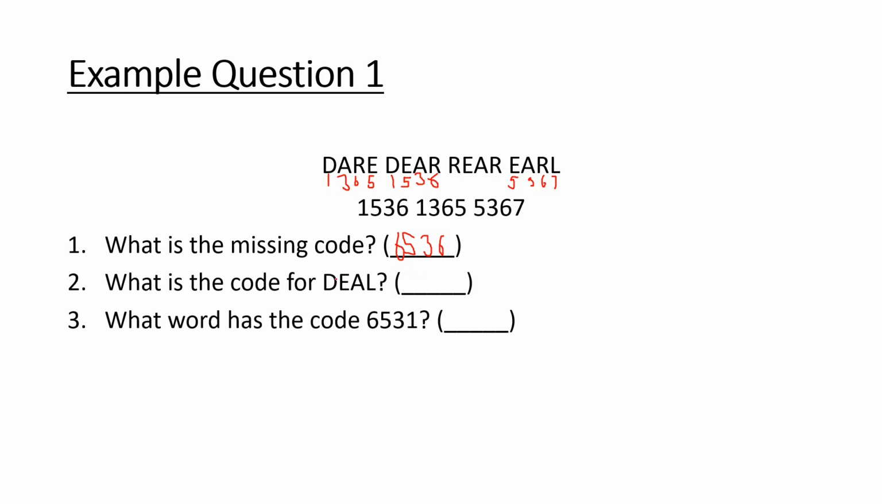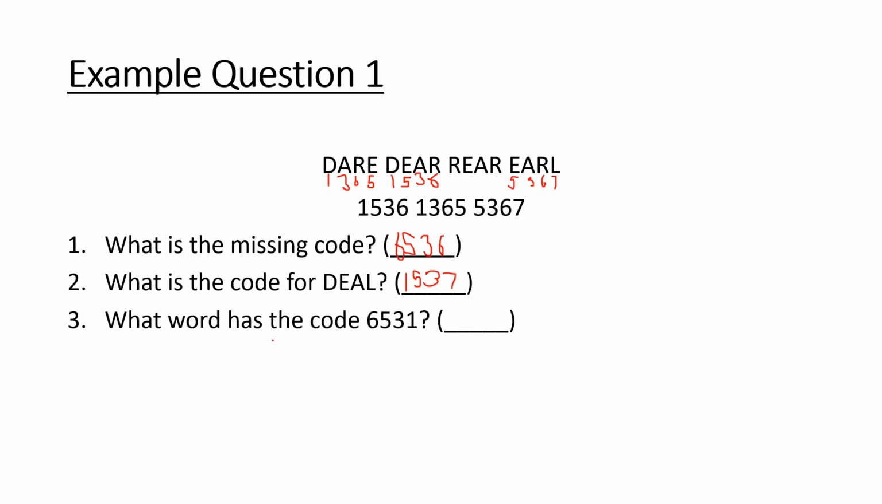Okay. And now what is the code for deal? Well, that would be D is 1, so we can write down 1. And E is 5, so we can write down 5. A is 3, so we can write down 3. And L is 7, so we can write down 7. So 1, 5, 3, 7 is the code for deal.